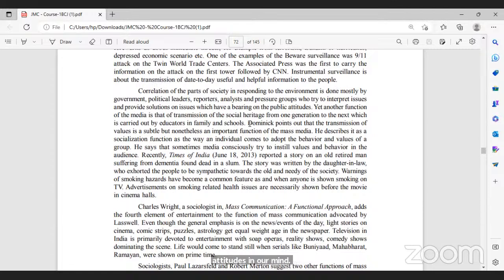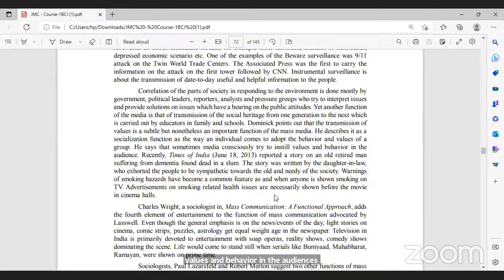The other one is the social heritage, where we are trying to pass it on from one generation to the next, which is carried out by educators in family and schools. We see that Dominic points out that the transmission of values is subtle, but very important as part of mass communication. He described it as a socialization function, as the way an individual comes to adopt the behavior and values of a group. He says that sometimes media consciously try to instill values and behavior in the audiences.